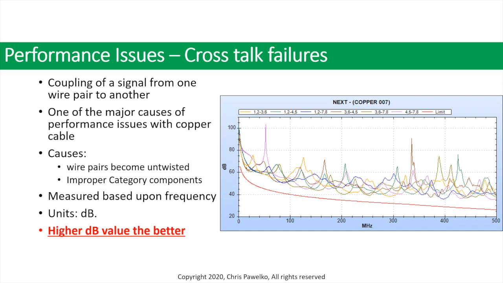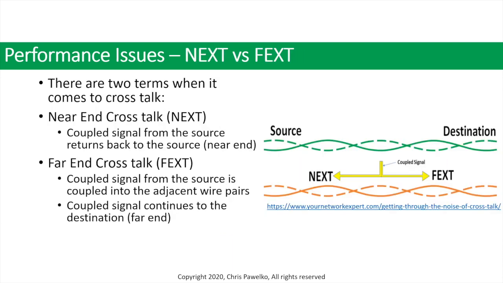Crosstalk measurements are based upon frequency, and they're measured in units of decibels. Here's the important note about crosstalk. The higher dB value, the better the performance is. Because what really is being measured is the mitigation of the crosstalk from the leaking pair to the victim pair. So we're measuring really from the victim pair to see how good it can mitigate that crosstalk.